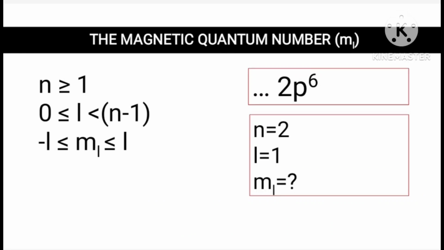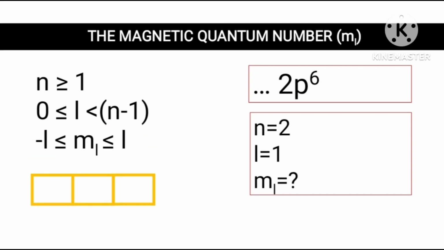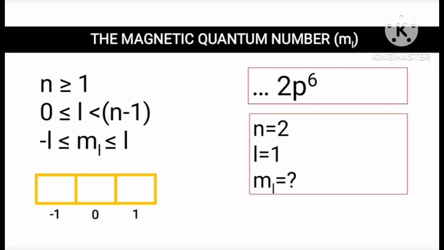So what about ML? Now we know that ML can be between minus L to L. So it can be minus 1, 0, and 1. Let's now figure out which value it is. How can we define if it's minus 1, 0, or 1? We say that P subshell consists of 3 orbitals. Each of them has one value of ML. Look at this picture. This one, minus 1, 0, and 1. You see? So now it depends on which orbital we are talking about.